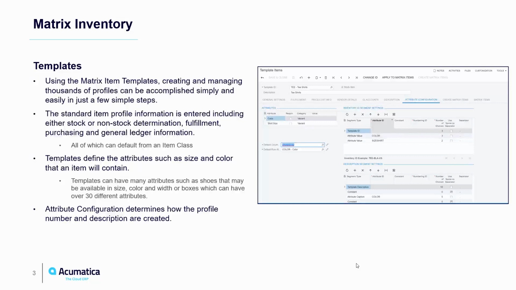Then, the attributes that an item will contain are defined. This can be as simple as size and color, or more complex with many attributes. Shoes are available in size, color, and width, and boxes can have over 30 different attributes. Attribute configuration determines how the inventory ID and description are created.